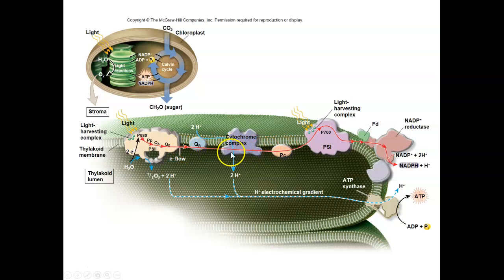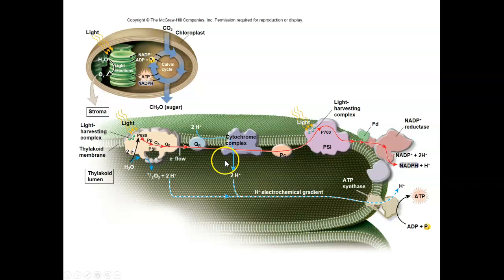Ultimately, once that electron ends up at this cytochrome complex, it's going to do some work. And the work it's going to do is going to pump some protons from the stroma across the phospholipid bilayer of the thylakoid membrane and dump those protons into the thylakoid lumen. So we're going to see a net increase in proton concentration within the thylakoid lumen.